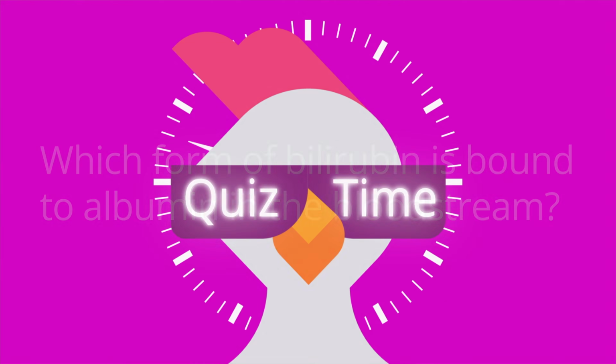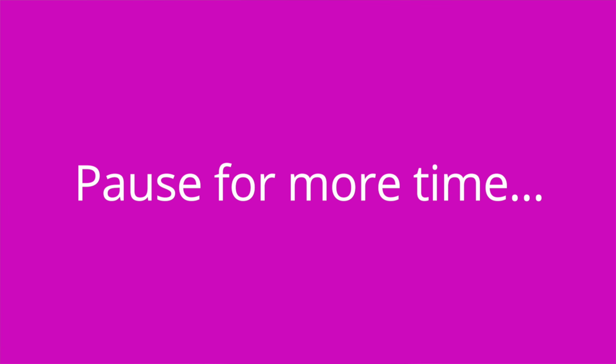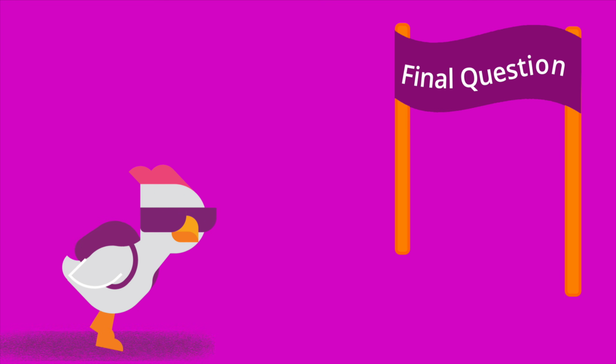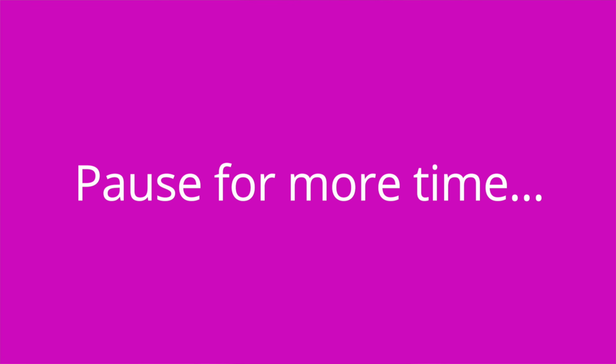All right, I'm so glad you stayed until the end because I'm going to test your knowledge of key facts provided in this video with some quiz questions. Which form of bilirubin is bound to albumin in the bloodstream? Unconjugated or indirect bilirubin. What is the name of the alteration in skin color associated with elevated bilirubin levels? Jaundice.